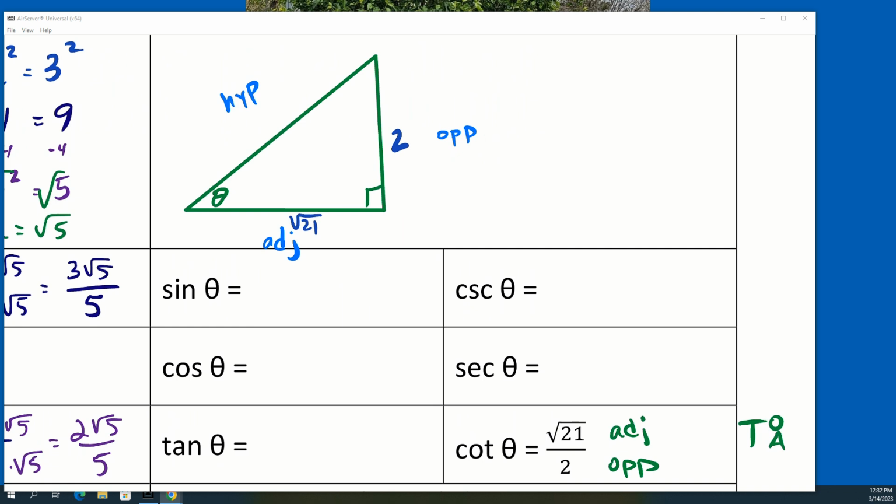All right, and so just like yesterday, there is going to be a missing side length that you have to find. And to find it, we're going to do the Pythagorean theorem. So the square root of 21 squared plus 2 squared equals c squared. So remember, hypotenuse is by itself on Pythagorean theorem. And when you square the square root of 21, what do you get? Just 21. The square gets rid of the square root, and you just have 21. 2 squared is 4.